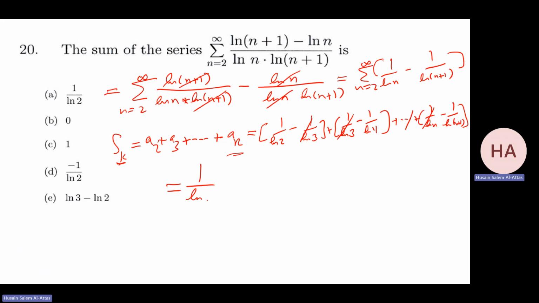1 over ln 2 minus 1 over ln(k+1). So what will be S? It will be the limit as k goes to infinity of S_k, and that will be 1 over ln 2, since ln infinity is infinity and 1 over infinity is 0. So that will be my answer.